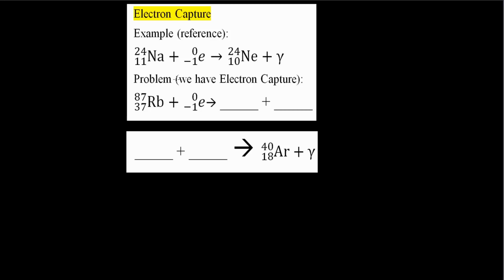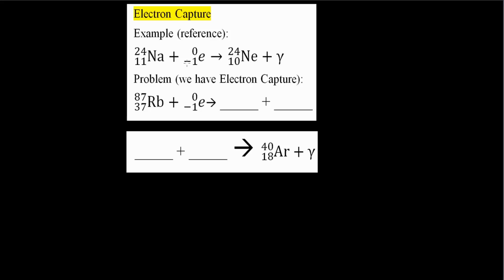Okay, in this video we will be going over electron capture, and so this is an example. So we have sodium, atomic mass is 24, atomic number is 11, plus we're doing electron capture, so we have this thing, always the case: a 0 for the mass, -1 for the atomic number, and it is represented by e.